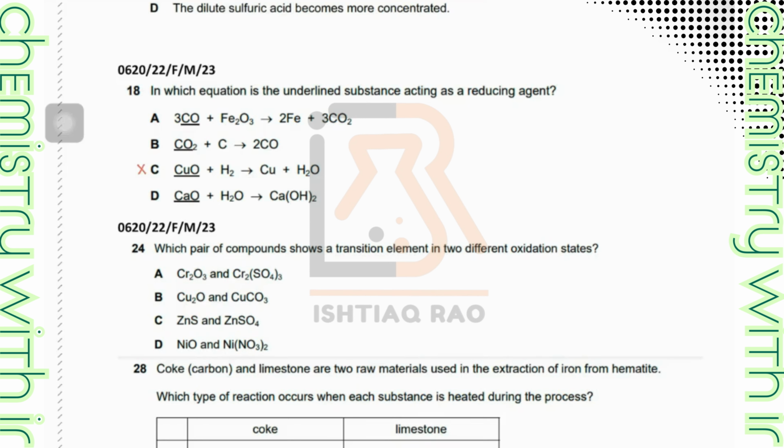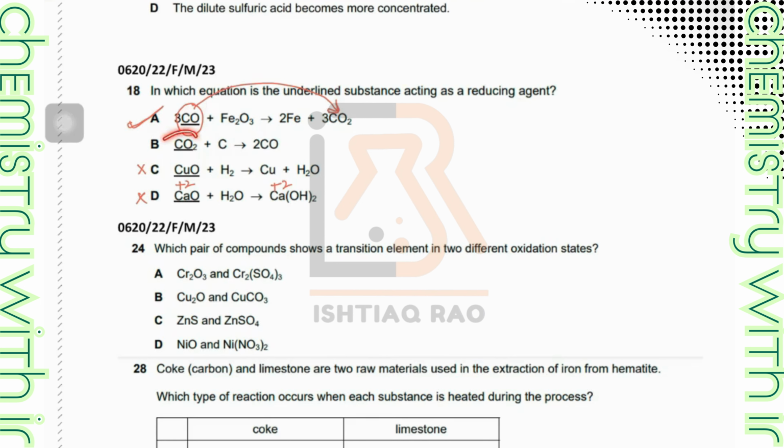Sir, is it D? No. Calcium is plus 2. Incorrect. So is it B? No. A, sir. Carbon monoxide is changing into carbon dioxide, which means it is getting oxidized, an increase in oxygen. When something gets oxidized it is a reducing agent. Yes, A is correct.